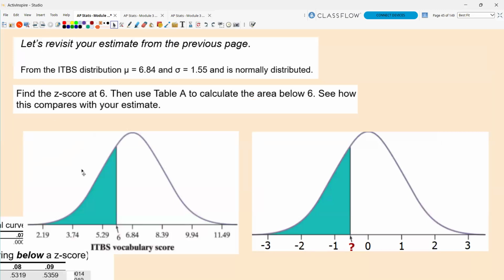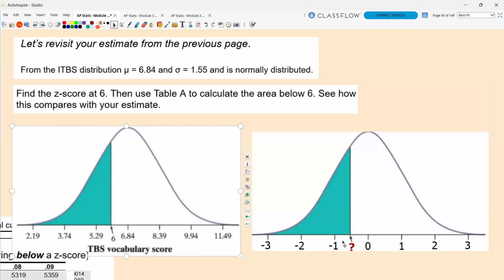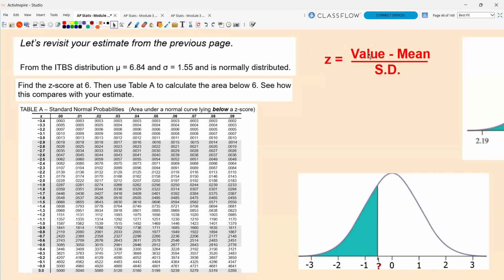So in this scenario here, we'll have to get a Z score. If I were trying to go below 6, we have to figure out what is the Z score at 6, knowing that the mean is 6.84 and the standard deviation is 1.55. To do that, remember Z score is value minus mean divided by standard deviation. So you'll do 6 minus 6.84 divided by 1.55, and you'll get a Z score of negative 0.54. Now remember, that means it's 0.54 standard deviations below the mean. Now you're going to have a table of normal calculations. This would be table A.